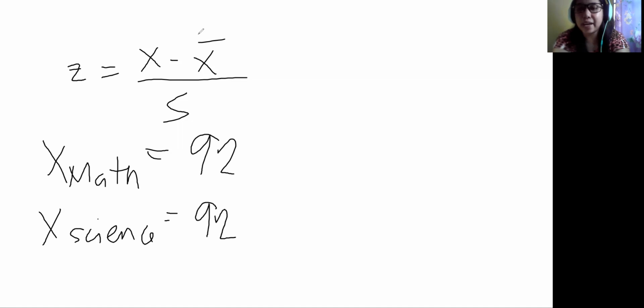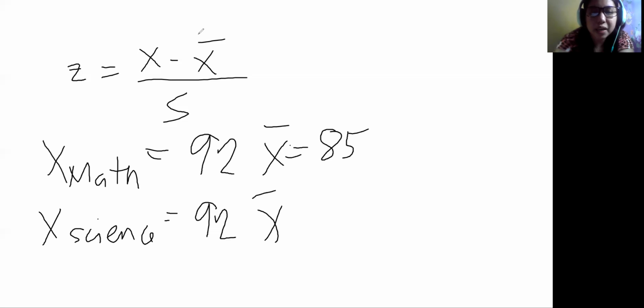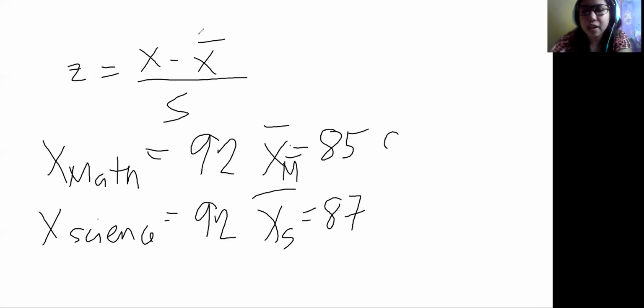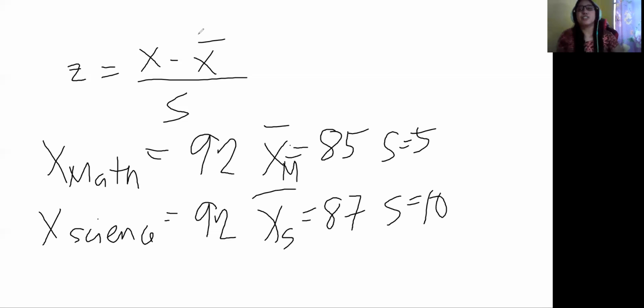So you are provided with the data, like what is the mean grade in your class. So what is the mean here? For instance, the mean in math is 85. While for the mean in science, let's place sub M and sub S, the mean in science is 87. With the standard deviation of, let's say, 5 for math and a standard deviation of 10 for science. So you are provided with this data.